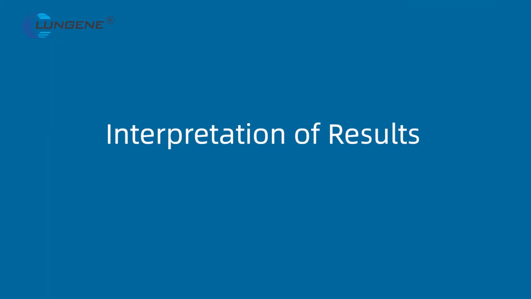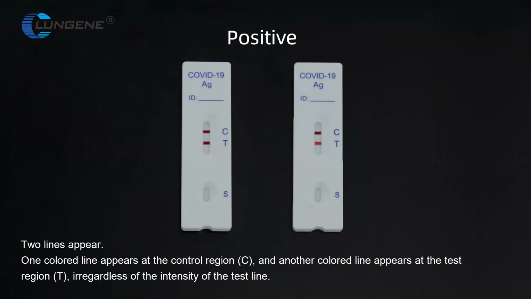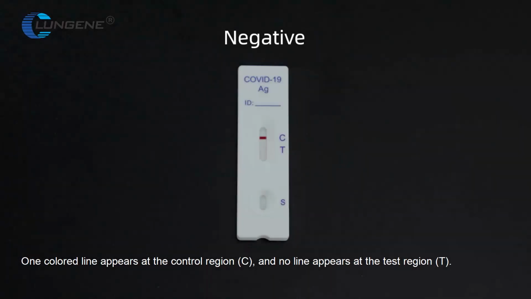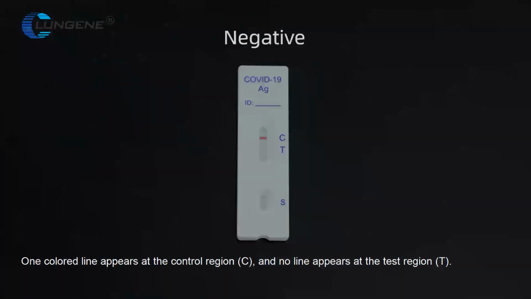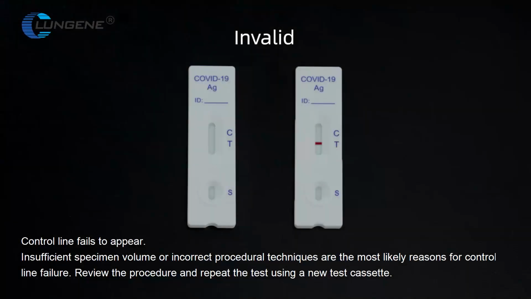Interpretation of results. Positive: 2 lines appear. 1 color line appears at the control region, and another color line appears at the test region, regardless of the intensity of the test line. Negative: 1 color line appears at the control region, and no line appears at the test region. Invalid: control line fails to appear.